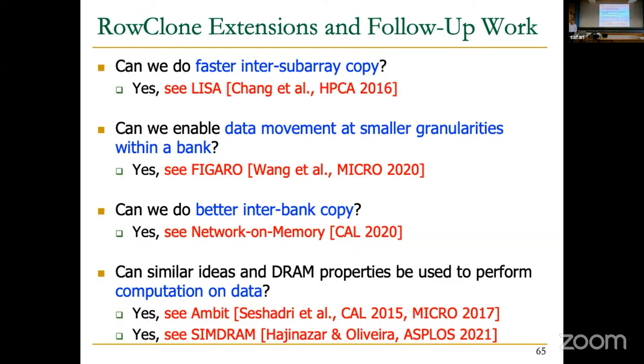Yes, there is this work called Figaro that does what I explained with that 64-bit movement across the interconnect that connects the subarrays. Can you do better inter-bank row copy, so different subarrays across different banks? There is a work that proposed different interconnect networks instead of that bus, so that you can do better inter-bank row copy. And can you use this sharing idea that we use for row copy for other solutions, to do other things than row copy? Yes, we are going to see how we can do bitwise Boolean operations with this work called Ambit. And later on, you're going to generalize that to do addition, multiplication, division, arithmetic operations, also following the same principles that I described for RowClone.